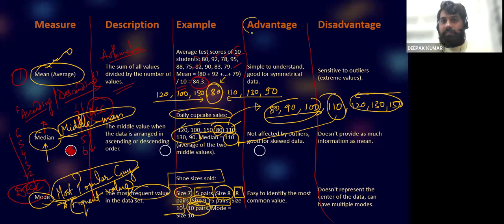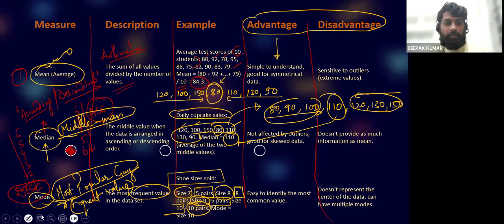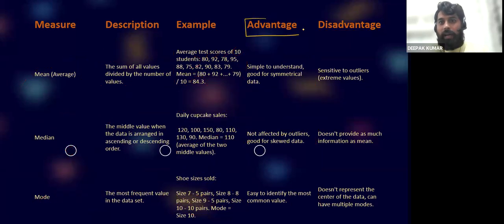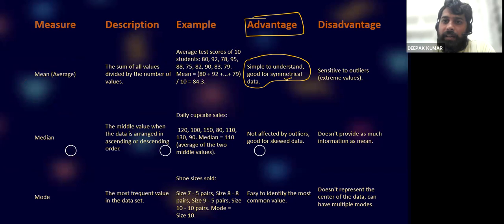So, advantages versus disadvantages. Let me simply erase the things. If I go for advantages of mean, median, and mode, it is very simple to understand and good for symmetrical data. Can anybody give me an answer about what is meant by symmetrical data? Anyone by any chance?